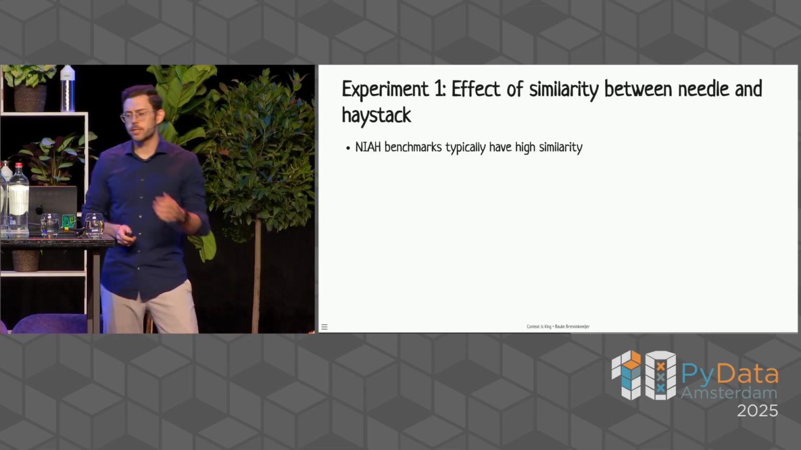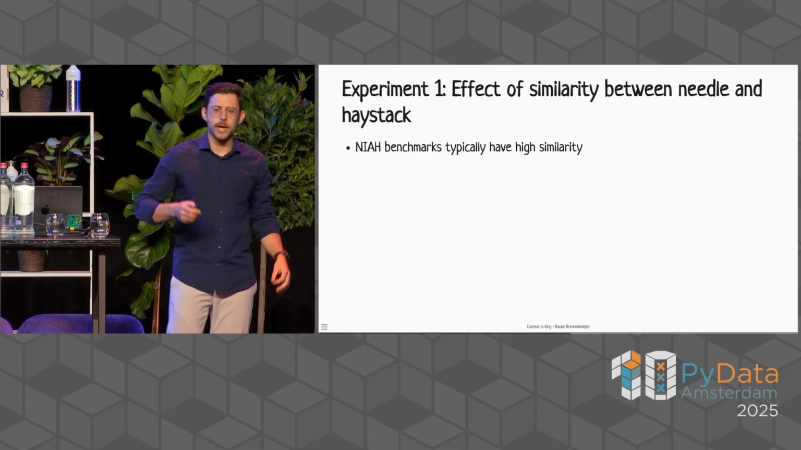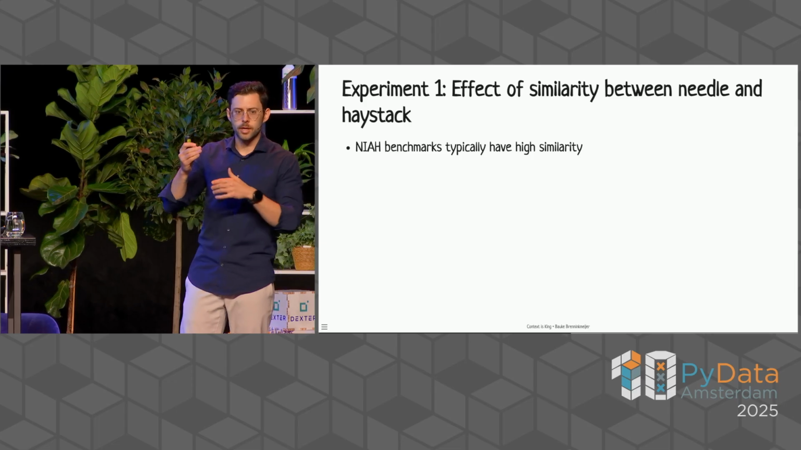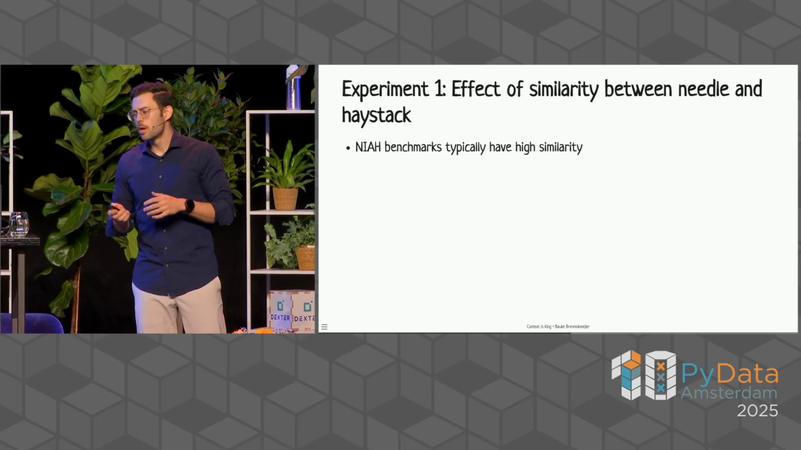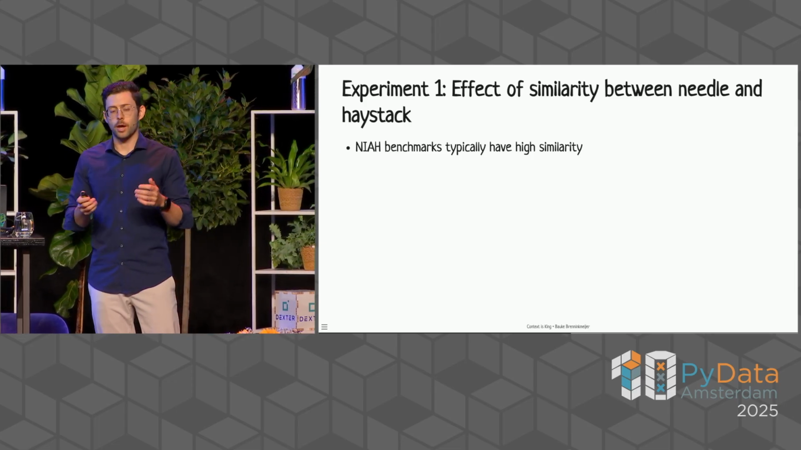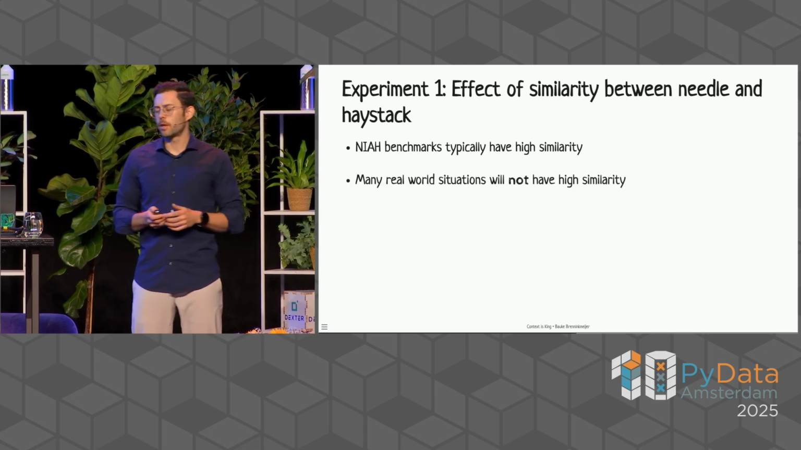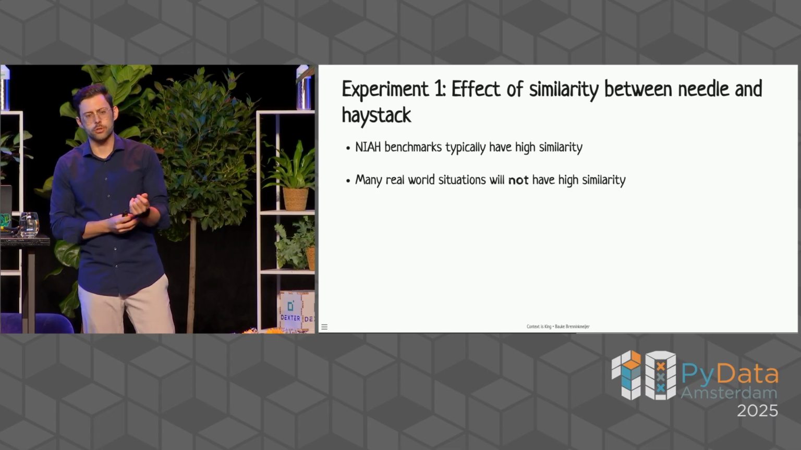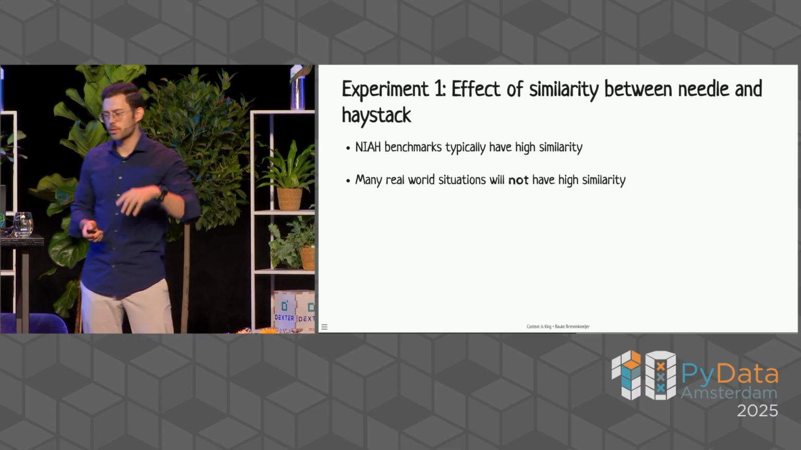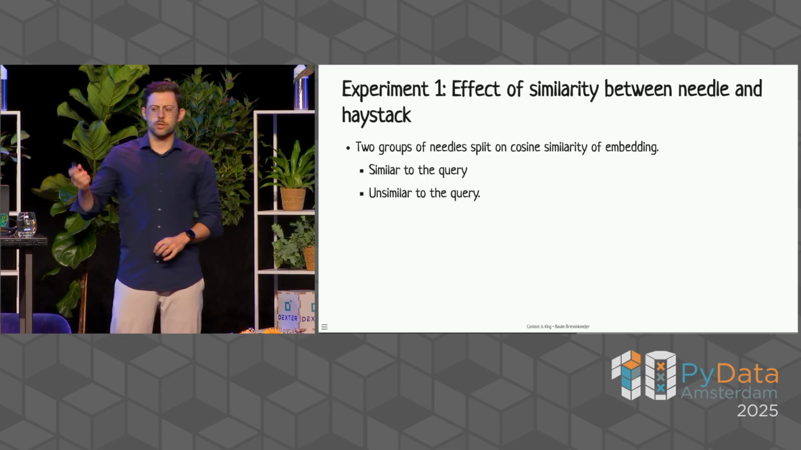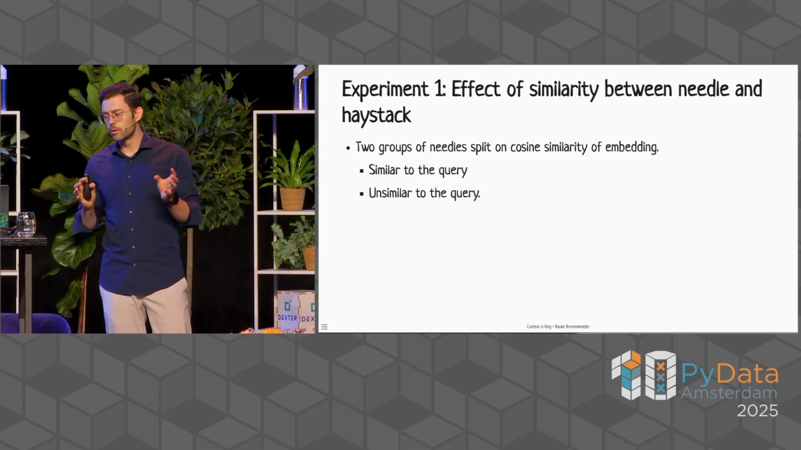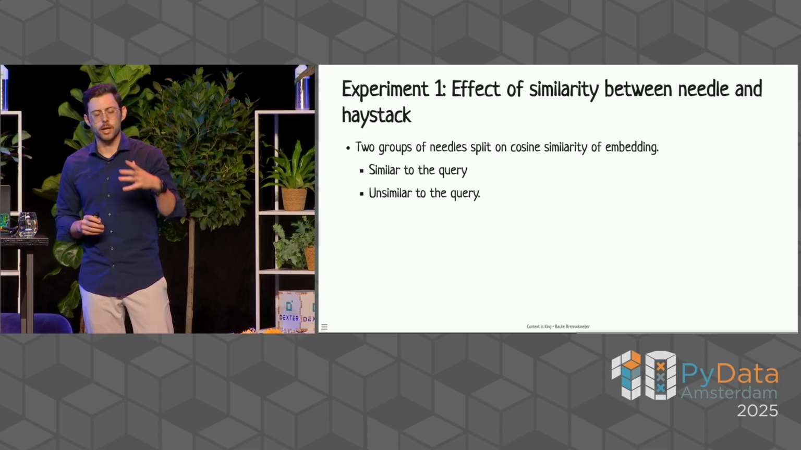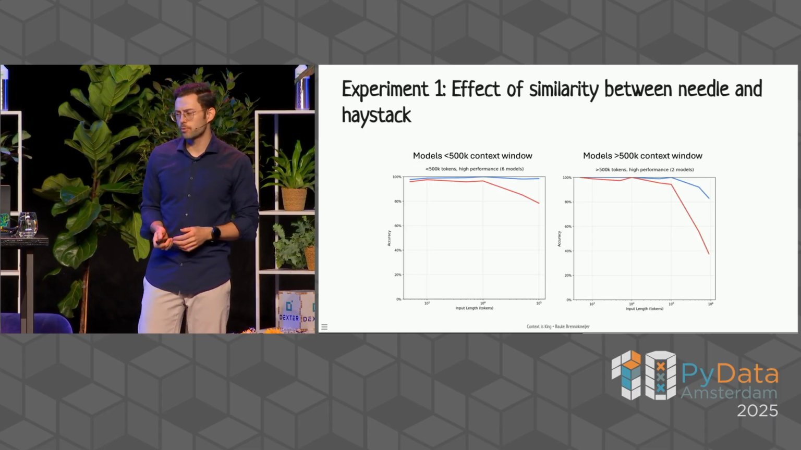Experiment 1 is the effect of similarity between needle and haystack, meaning if you have a question and an answer, how different are they in their semantic similarity? In these benchmarks, they often have quite high similarity, also lexical, like the words can be the same. But many real-world situations do not have this, right? Your question and the answer will be very different. So they created 2 groups of needles, split on cosine similarity. One is very similar, and the other one is not so similar. And these were their results.